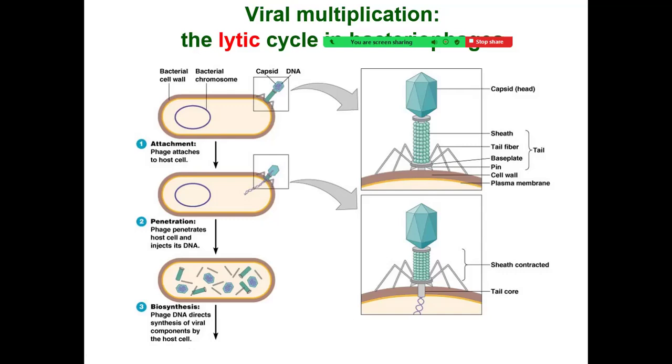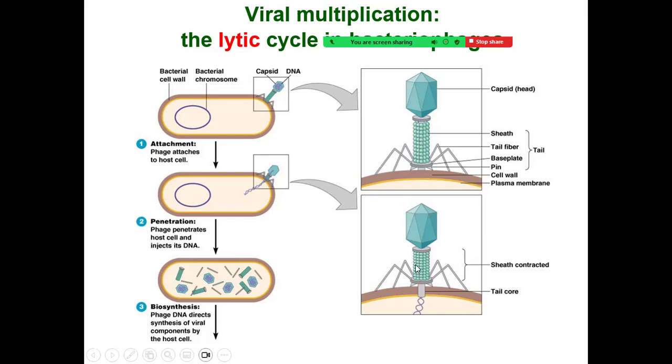In the movie, it had the base plate rotating. I don't know if that happens or not, but the rotating base plate does not eat a hole in the cell wall. It's actually the enzyme lysozyme, which eats a hole in the cell wall. And then the virus contracts, which is shown here. This is a little extended there.